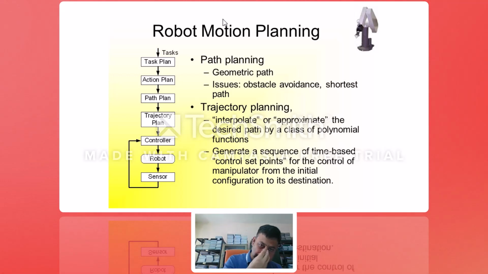If you look at overall robot motion planning, first we have to do the task plan. We understand the task, whether we need to make a linear movement or a rotary movement. For a task, it means pick and place, right? Or loading, unloading, different tasks. So this is what I asked, the prerequisite for the robotic application.